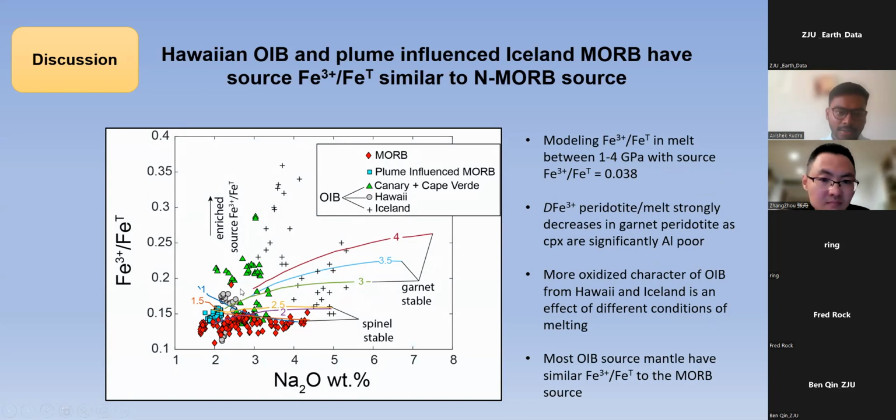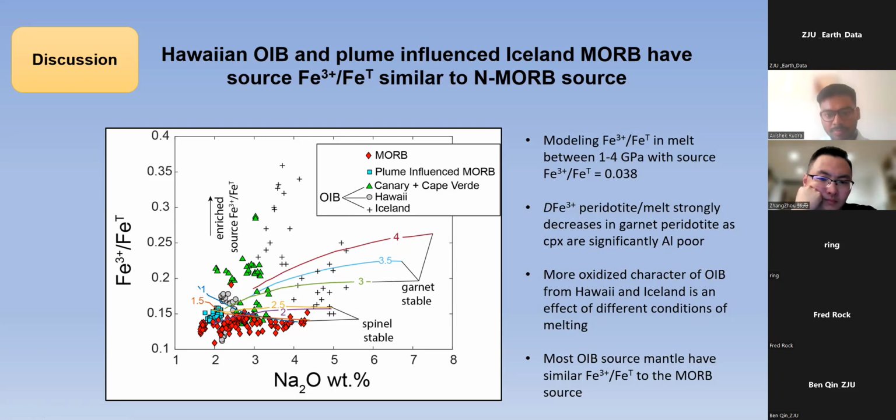And you see that when we plot the ferric iron content and the sodium concentration of these model curves, so these are the modeled calculated ferric iron content of the model melts, we see that at very high pressure, more than 2.5 to 3 GPa, where garnet is stable, the system's ferric iron becomes very incompatible. The reason why? Because the garnet takes up most of the aluminum from the pyroxenes.